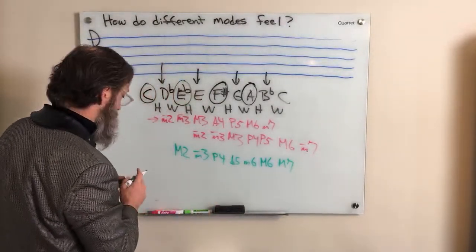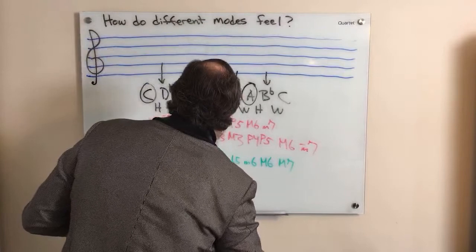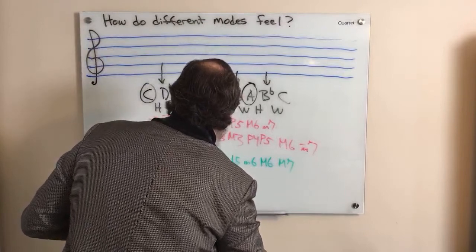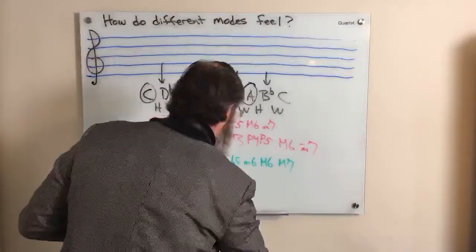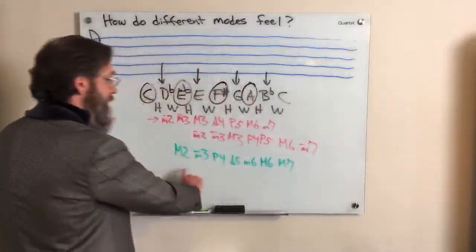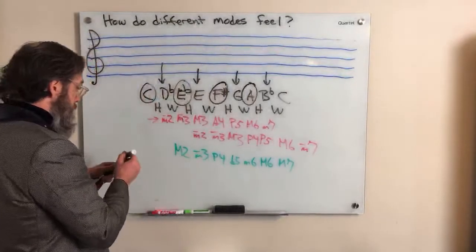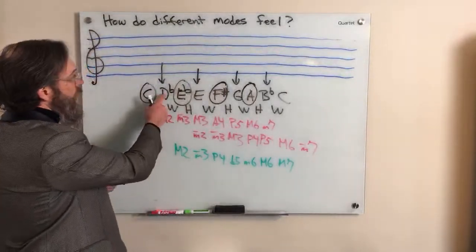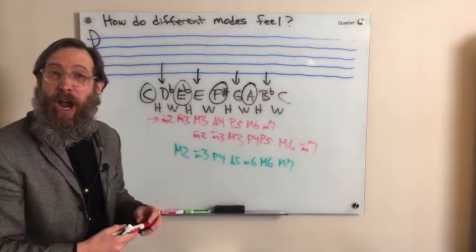Did I do that right? Let me just make sure. Major second, minor third, perfect fourth, diminished fifth, minor 6. Yeah, so this is the intervalic makeup for if we started on the other note. So that's your octatonic scale.